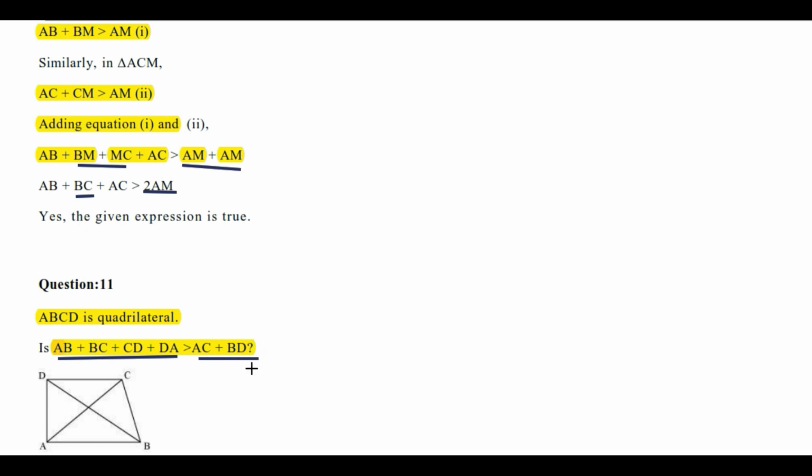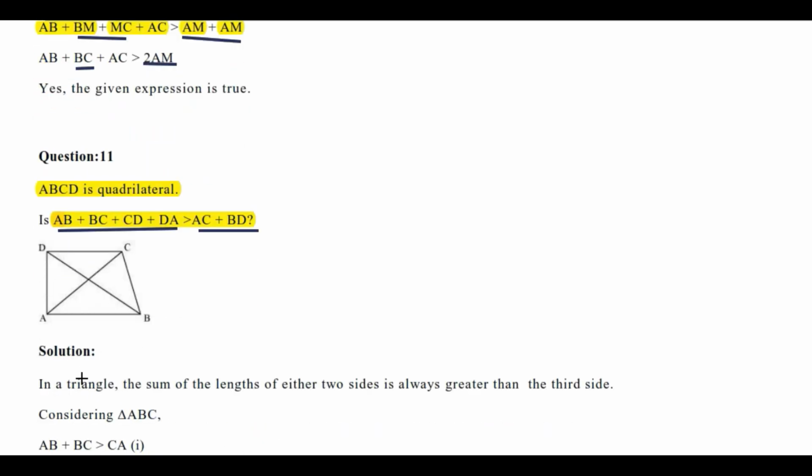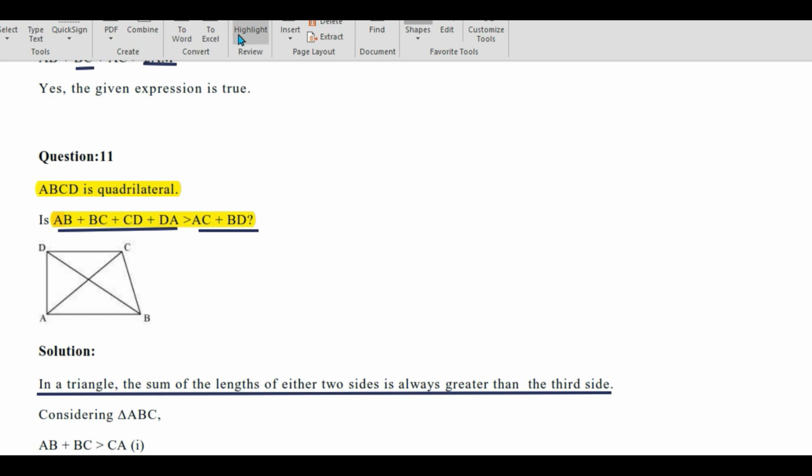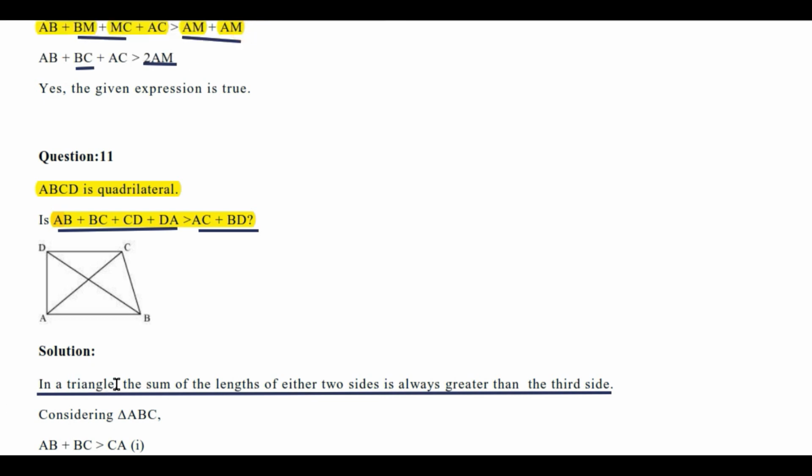So it states that the sum of all four sides of a quadrilateral is greater than the sum of its diagonals. We have to show this. So how can you do this? In a triangle, the sum of the lengths of any two sides is greater than the third side. Same property we will use here. What is the name of this property? Triangle inequality property. I'm repeating this property again and again because this is very important. In ninth class also you will study this property.